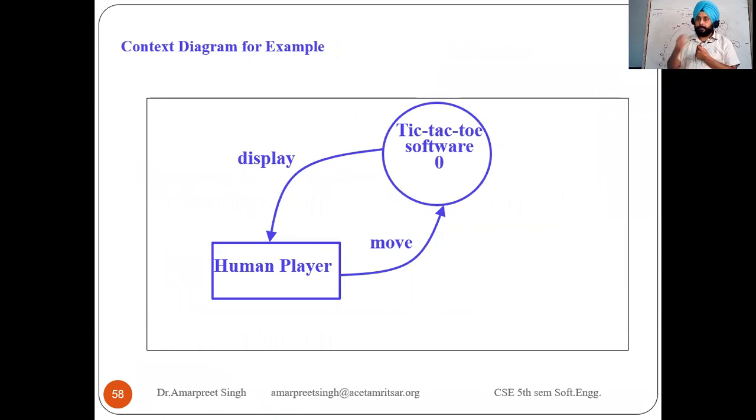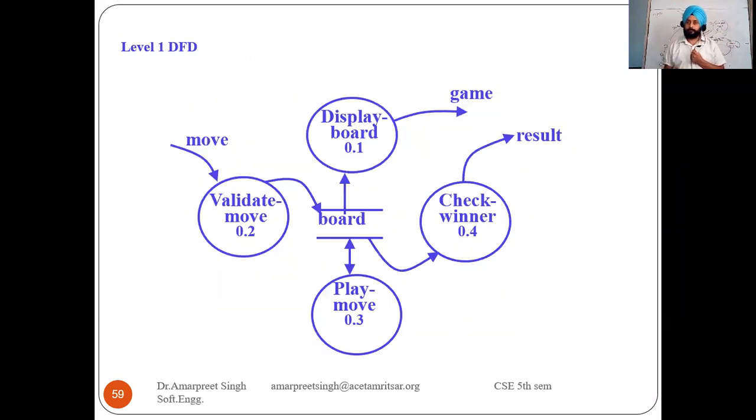This is the level 0 DFD, tic-tac-toe software. The external entity, the human, is needed. It will play the move and the final output is displayed. Taking it to the next level, level 1, we explode bubble number 0, the tic-tac-toe software, into 4 more bubbles: 0.1 display board, 0.2 validate move, 0.3 play move, and 0.4 check the winner. The data store here is the board on which we are playing.